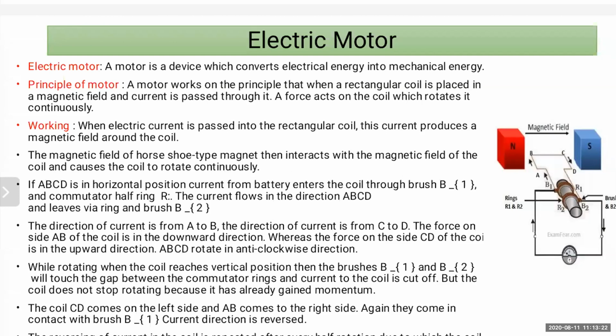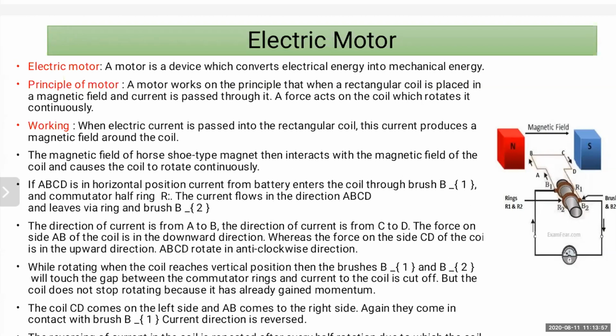An electric motor is nothing but a device which converts electrical energy into mechanical energy. Look at the figure here. This is the model of an electric motor. First, an electric motor is a device which converts electrical energy into mechanical energy.